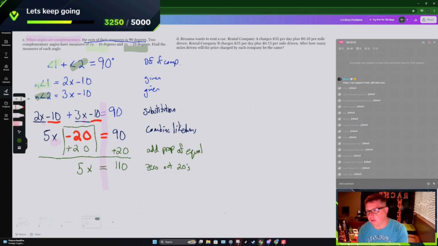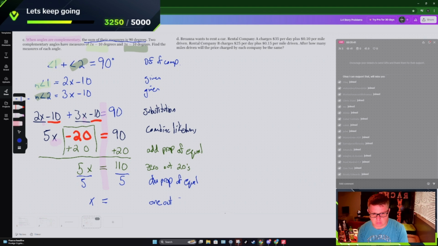So now I can do my division property of equality, because I'm trying to get rid of the 5, and 5 divided by 5 gives me a single x. So I'm going to 1 out the 5s. And then I'm going to do 110 divided by 5, and that's going to be 22.